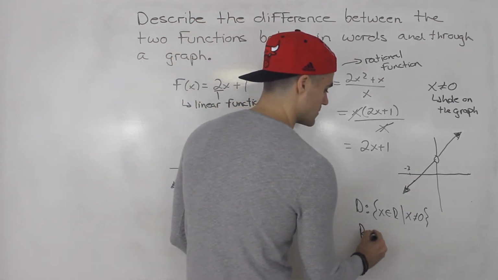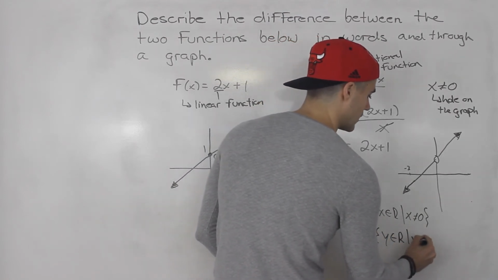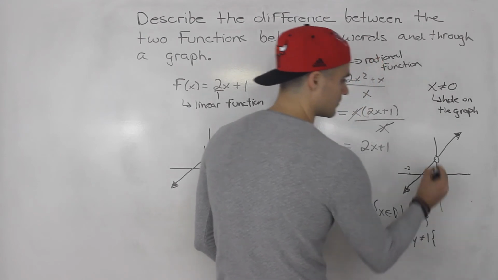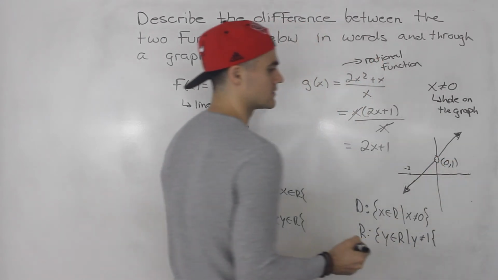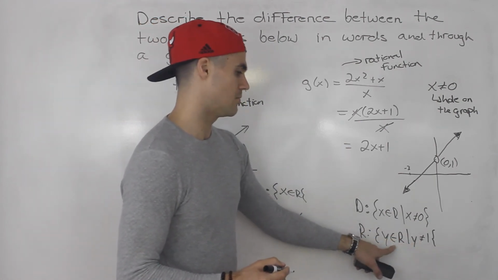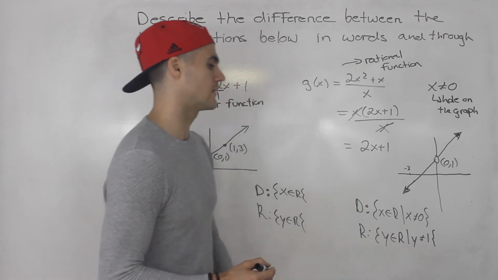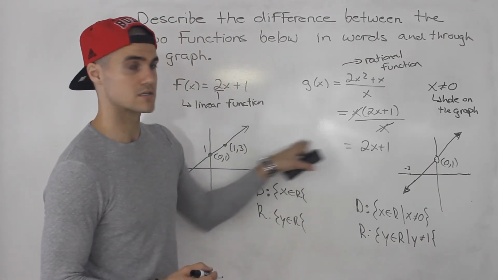And then what would the range be? y can be anything, but y cannot equal positive 1, because here, this hole is happening at (0, 1). So that y value of 1 cannot exist either. But other than that, y can be anything. So that's another difference, the domain and range of both of these.